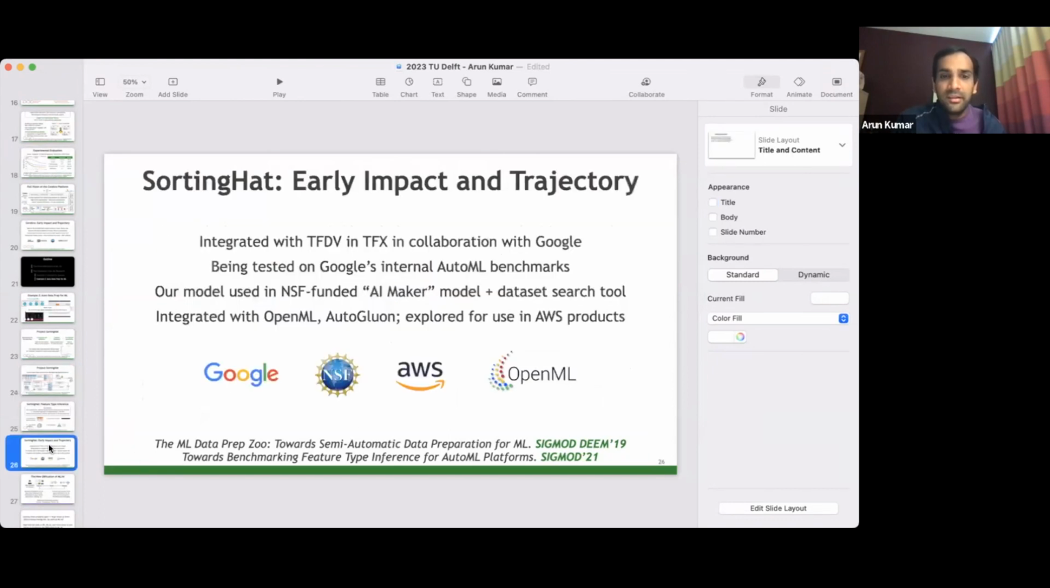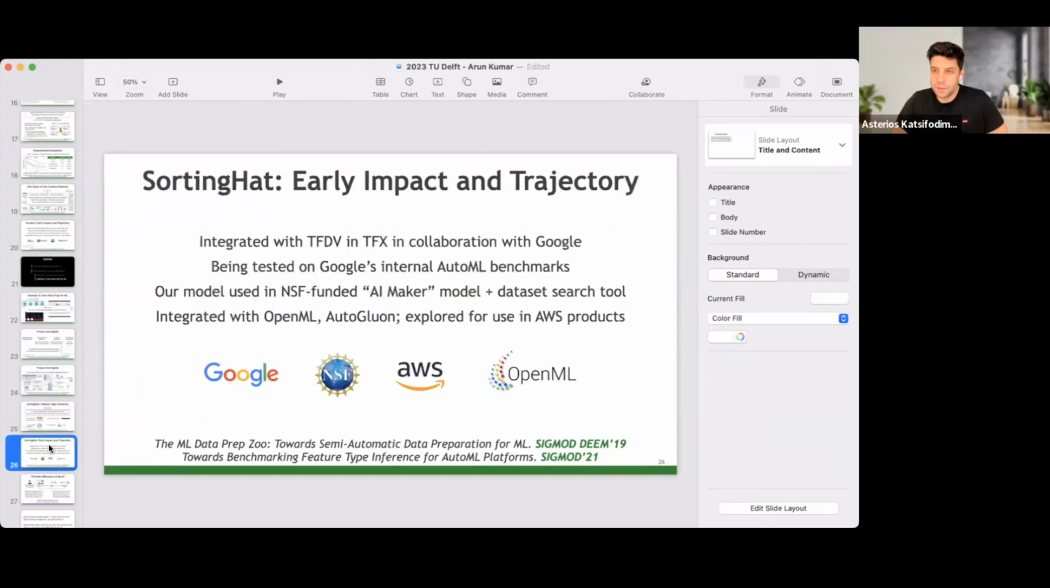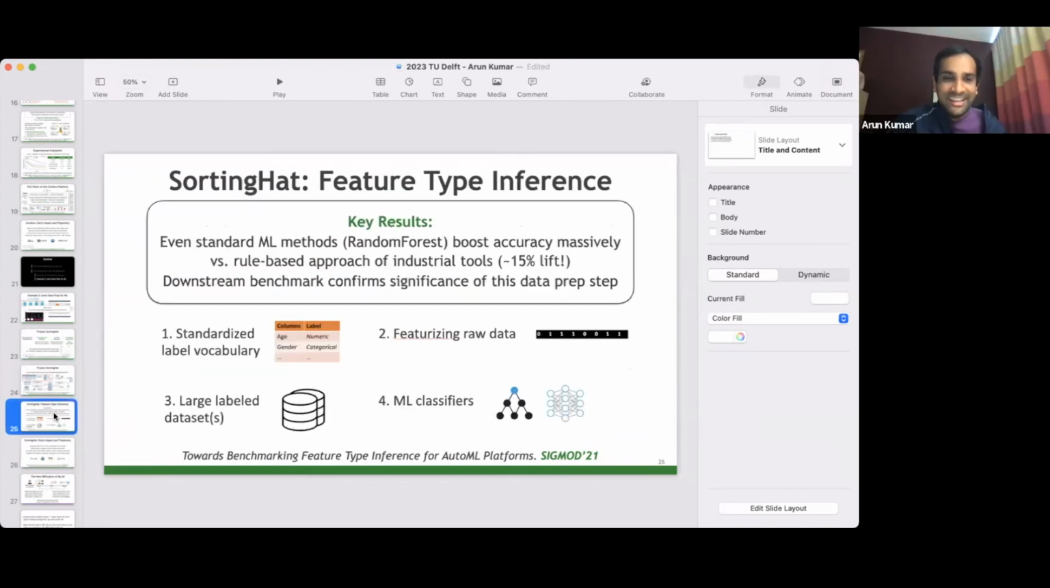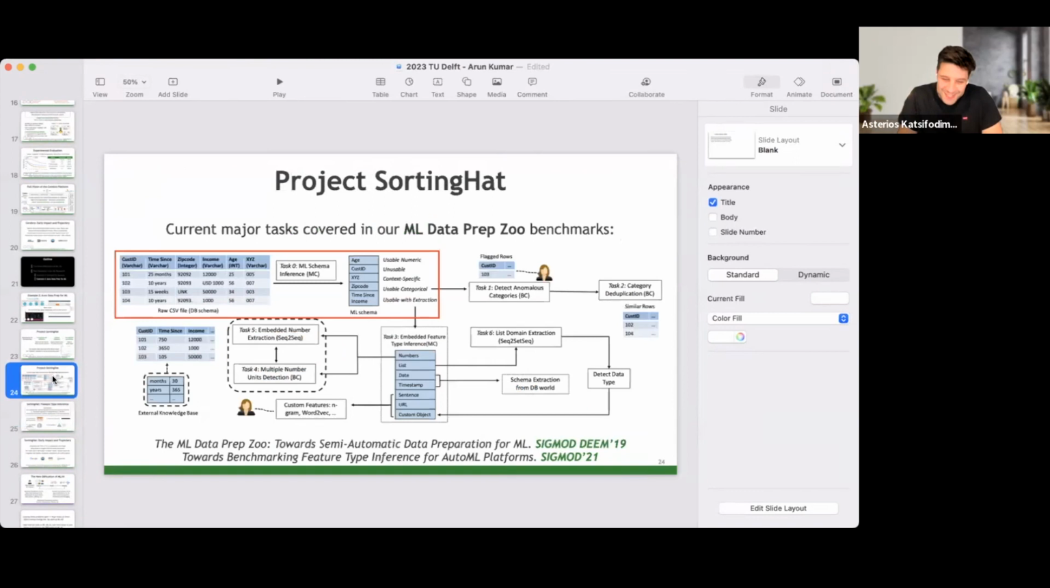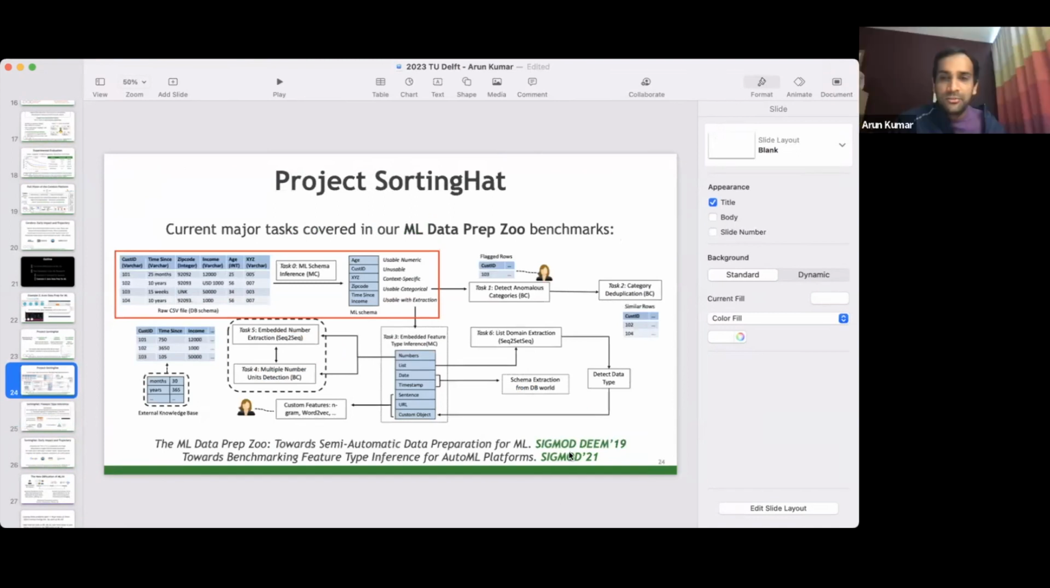Okay. Can I ask a meta question, Arun? Yes, go for it. I'm very interested. How easy or hard was it to publish a benchmark paper? Very hard. So the vision paper we published at DEAM was very good.